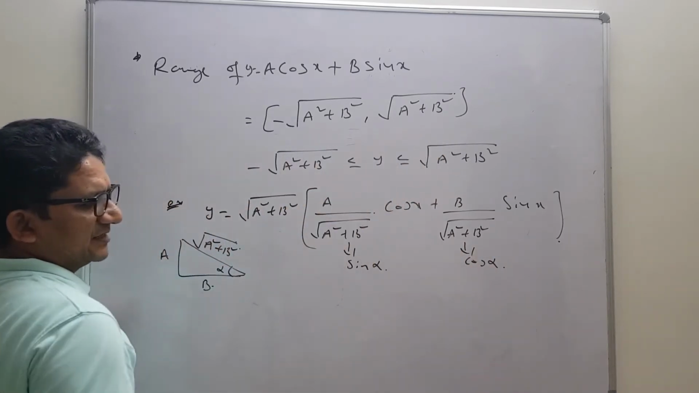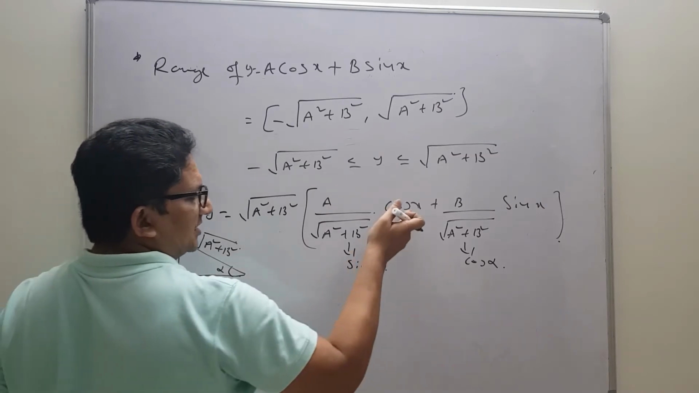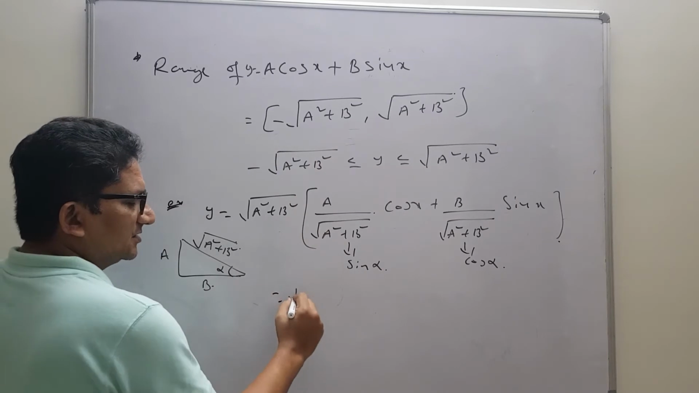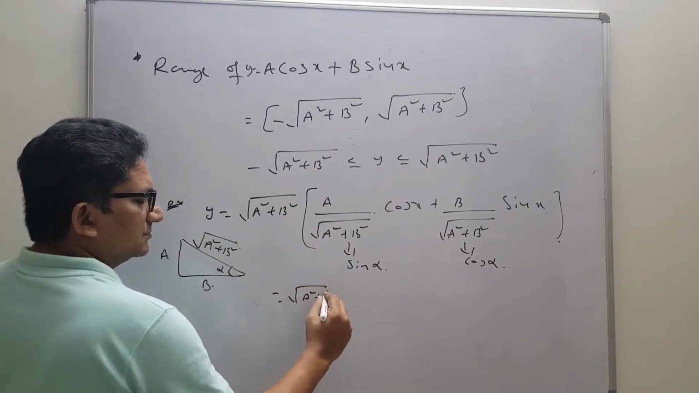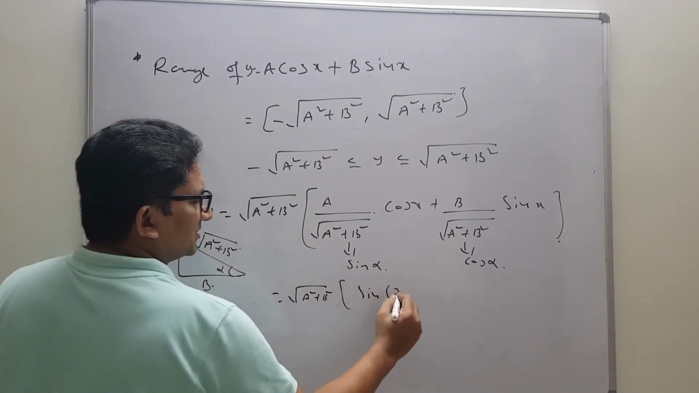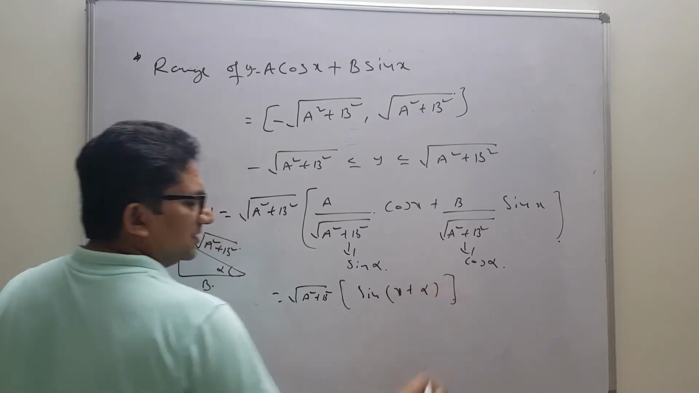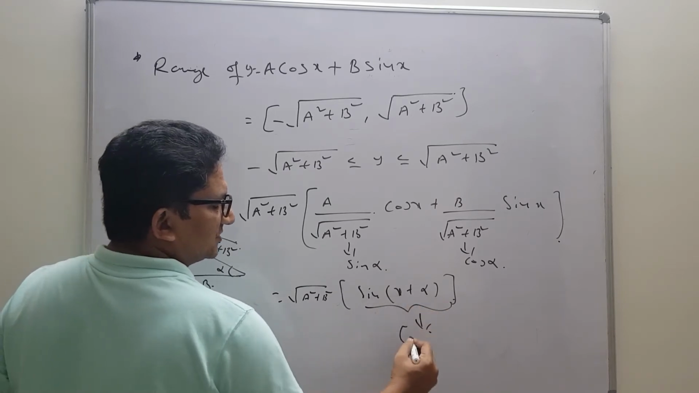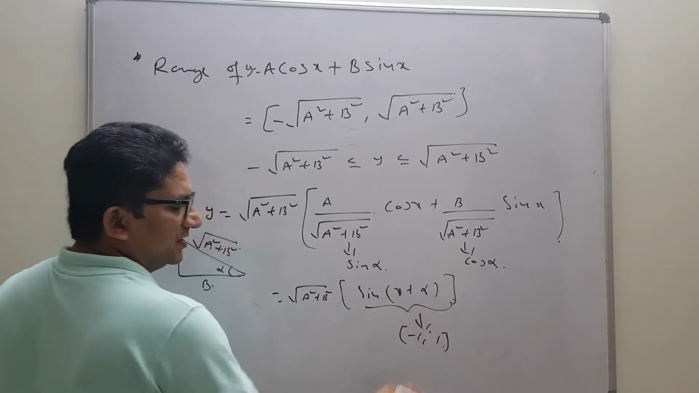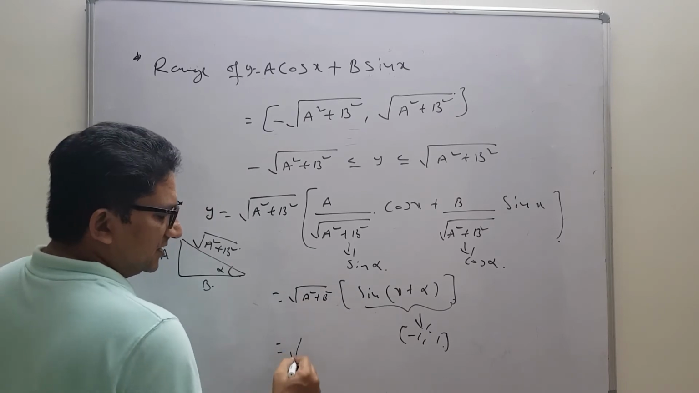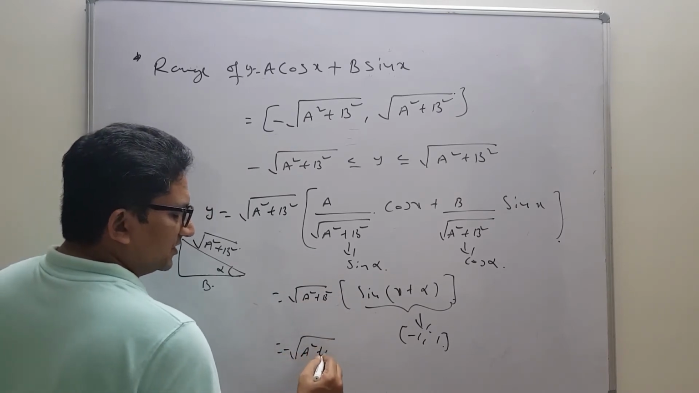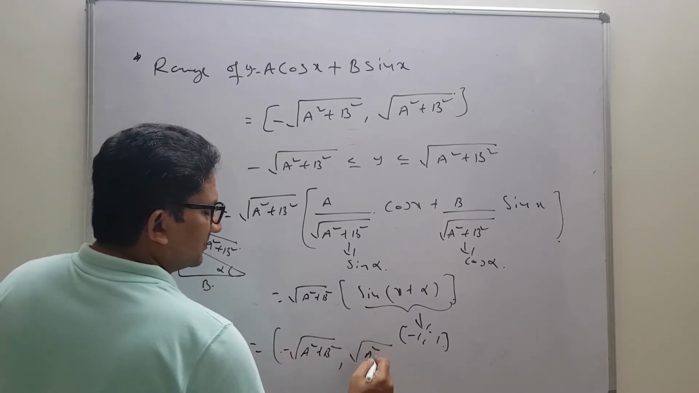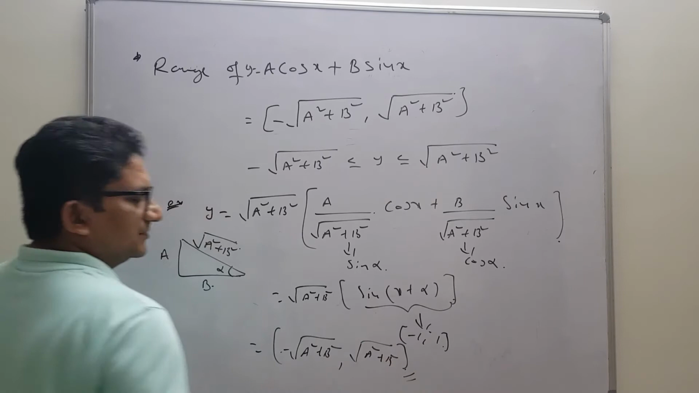So inside the bracket, the overall structure appears like sin alpha cos x plus cos alpha sin x, that is sin a cos b plus cos a sin b, which is sin of a plus b. So we can write sin of x plus alpha. Now we got a simple trigonometric function. We know that the range of the sine function is minus 1 comma 1, multiplied with this quantity. That's why we will get minus root of a square plus b square comma root of a square plus b square. So this is the procedure.